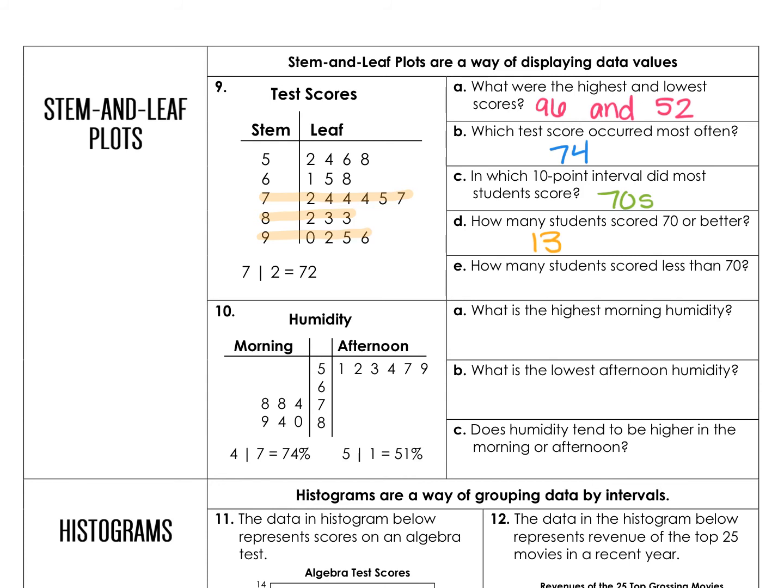When looking at how many students scored less than 70, that would be with the stem of 6 or 5, and there were 7 students who scored less than 70.